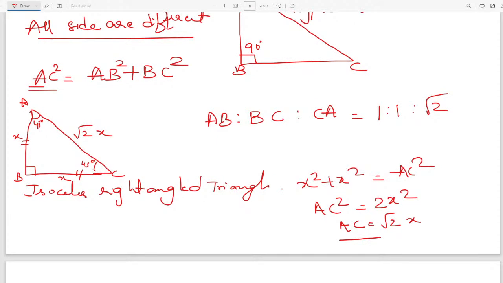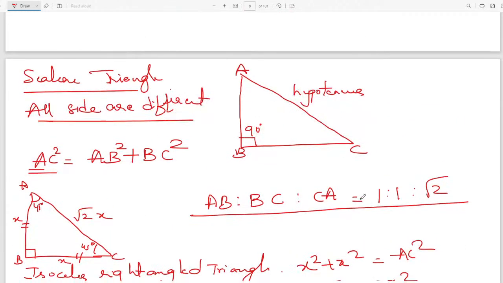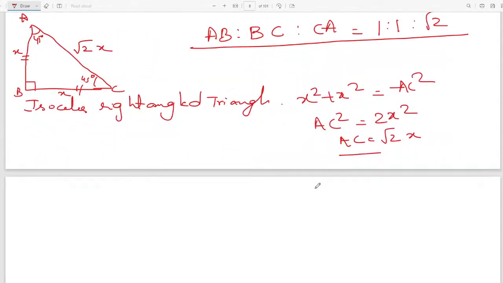So the ratio of the sides would be 1 is to 1 is to root 2 if it is 45, 45. And the hypotenuse would be root 2 times any one side, if these two angles are equal. This is for the right angled isosceles triangle. And there is one more triangle, which is also a right angle triangle, but with angles 60, 30, and 90. This is also a special kind of triangle.